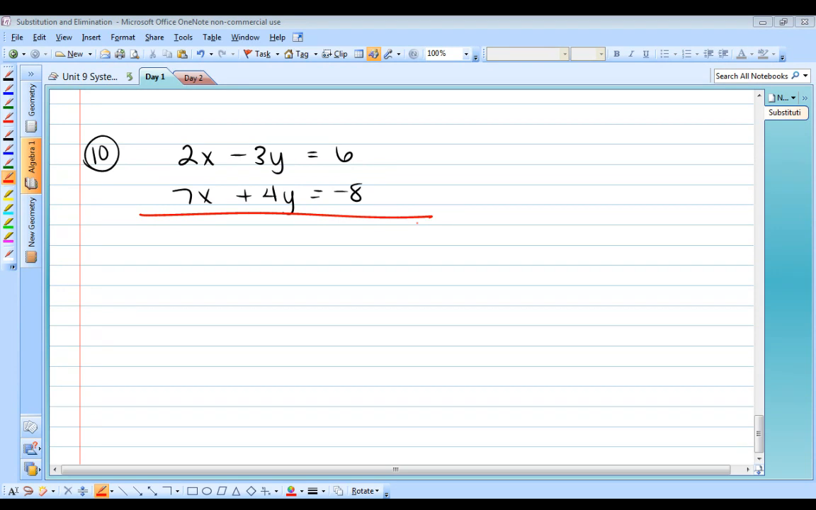So, I got negative 3y for the first one. What do I need to do to make that a negative 12y? Multiply that row by 4. Very good. And on the bottom, I have a positive 4y. How do I need to make that a positive 12y? Multiply by 3. Do I need to multiply either row by a negative? No, because they already have opposite signs. If they already have opposite signs, just multiply by positive. All right, I'm going to let y'all finish it from there, and then we'll check it.